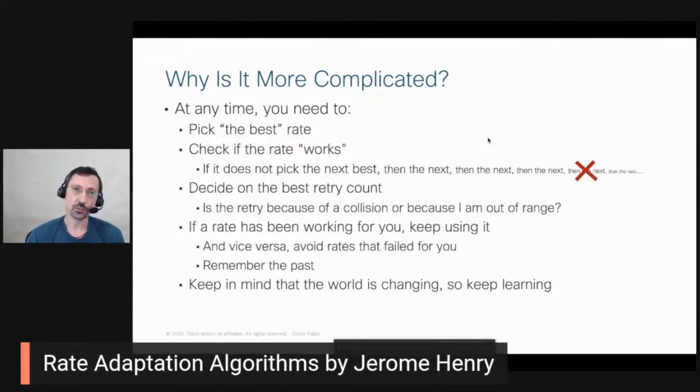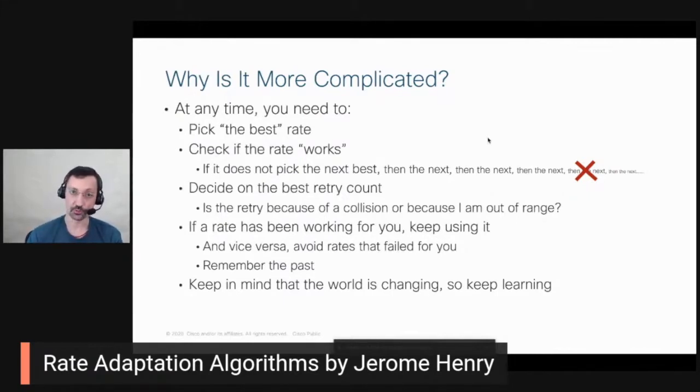In fact, you need to think of the problem just from the client standpoint. And you need to think, this is what I need to do. First, I need to pick a rate to start from. And we'll go through an example of how this is done. Then, every time I speak to the AP, I need to know which one is the best rate. So I'm going to pick that best rate, and you need to know how it is the best rate. And we'll see how that's done as well.